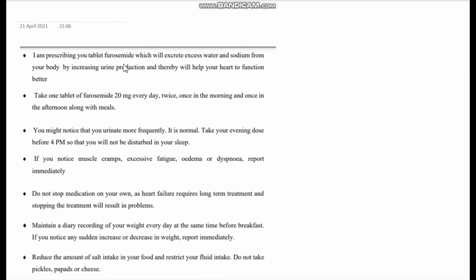We are telling the patient why we are giving them furosemide, because it will excrete excess water and sodium from your body by increasing the urine production. So it will help your heart to function better. So you have to take this drug 20 milligrams every day, twice, once in the morning, once in the afternoon with meals. That means there is no significant interaction with meals. You can take it with meals.